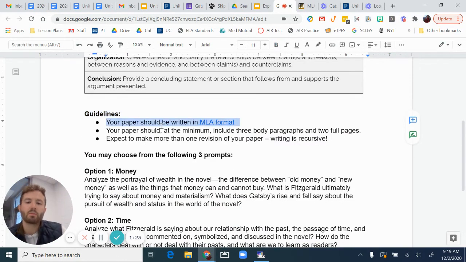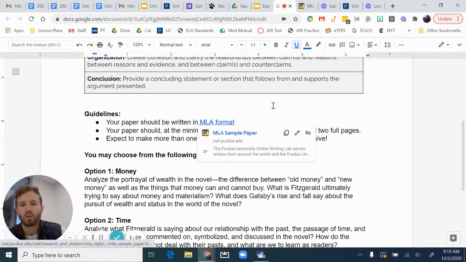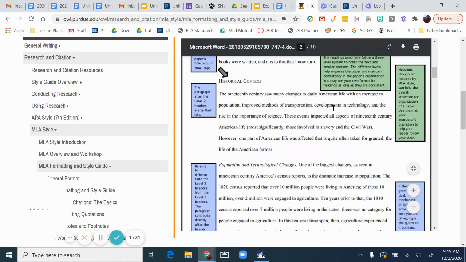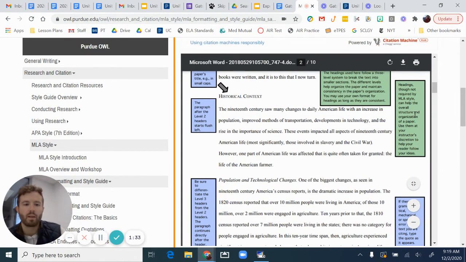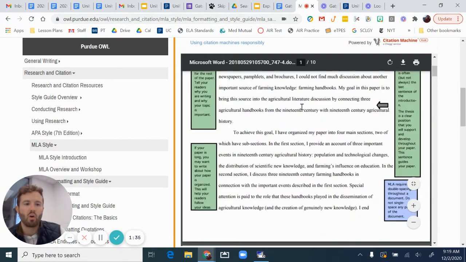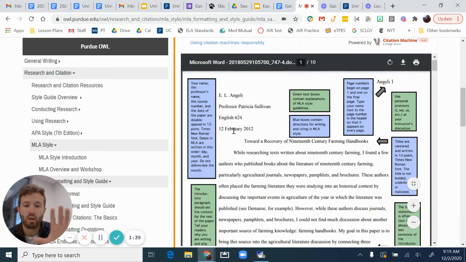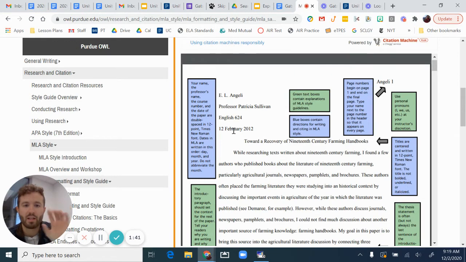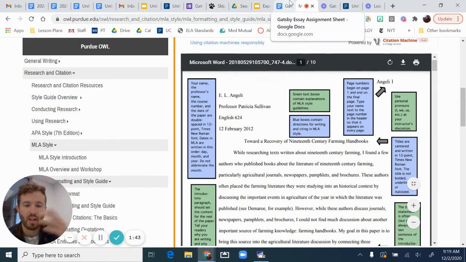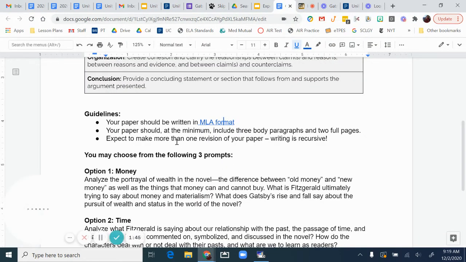Anyway, your paper needs to be in MLA format. I won't spend a lot of time talking about this. Instead, I'm mostly just going to put this link here to an MLA sample paper. This is on the Purdue Online Writing Lab. And what's really nice here is that they have all the sections of an MLA paper sort of laid out and labeled. So you'll just want to model yours after exactly this format here. So I'll leave that. You can look at that later on your own.